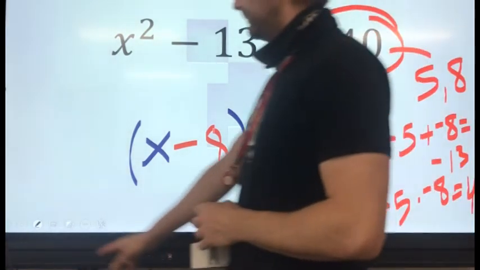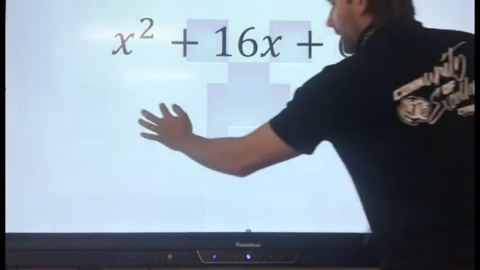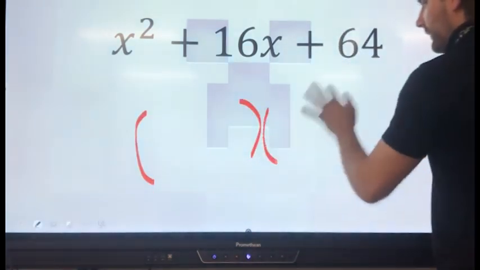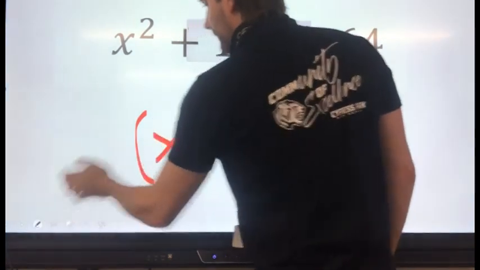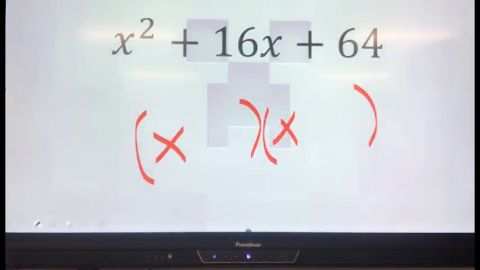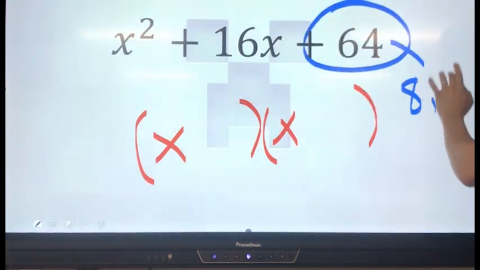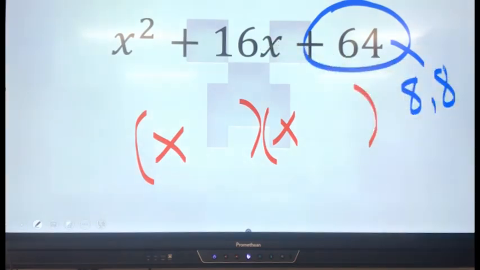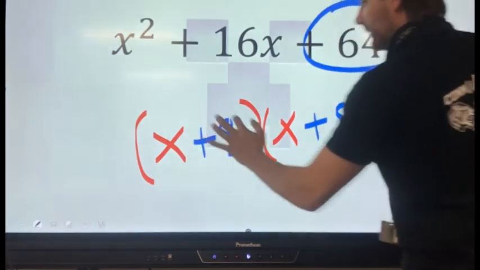One more. Factor this. Here we go. Again, you would have gotten some credit if you just put your parentheses and your X right here. You would have gotten even more credit if I had seen you attempting to multiply and add. So 64, 8 times 8 is 64. Do they add to 16? You bet. So I'm going to put a +8 and a +8.